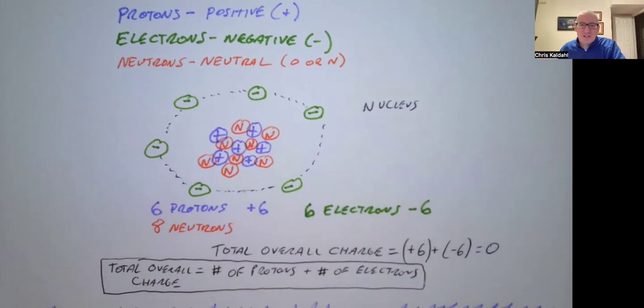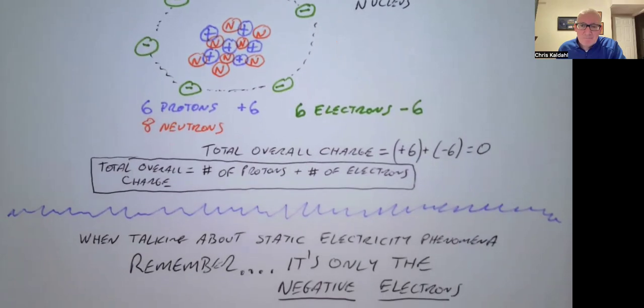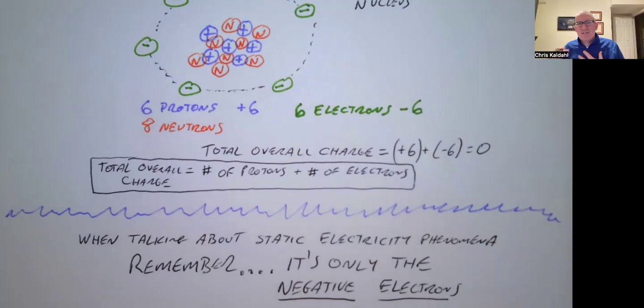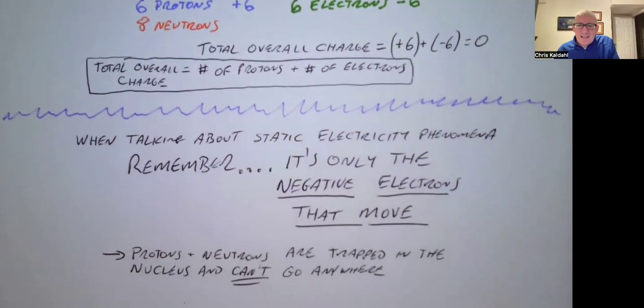Now let's expand that just a little bit. Something to keep in mind here is that when we're talking about anything that has to do with static electricity, the only charge that's free to move, okay, the only things that can move are these negative electrons. Sometimes atoms can gain electrons, sometimes atoms can lose electrons. Protons and neutrons, they stay home. They are trapped in that nucleus. They can't go anywhere. And so when we are talking about static electricity phenomenon, remember that protons and neutrons don't go anywhere. Everything that is going on in static electricity has to do with moving electrons.